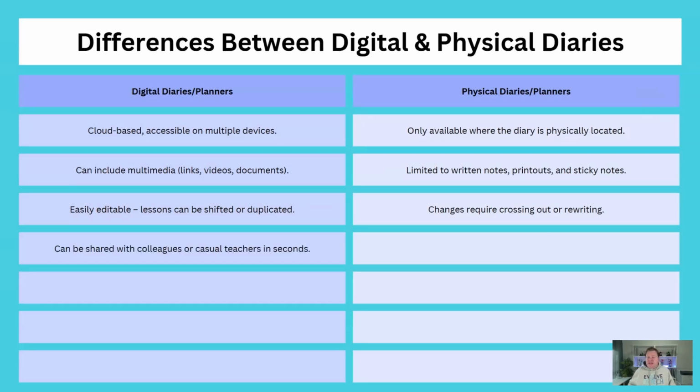Our next reason is that most of the time we can share information with our colleagues or casual teachers, which makes our lives so much easier. So if you have colleagues, you could share lesson plans with them. You could share it with casual teachers so that they are able to access that information very quickly.